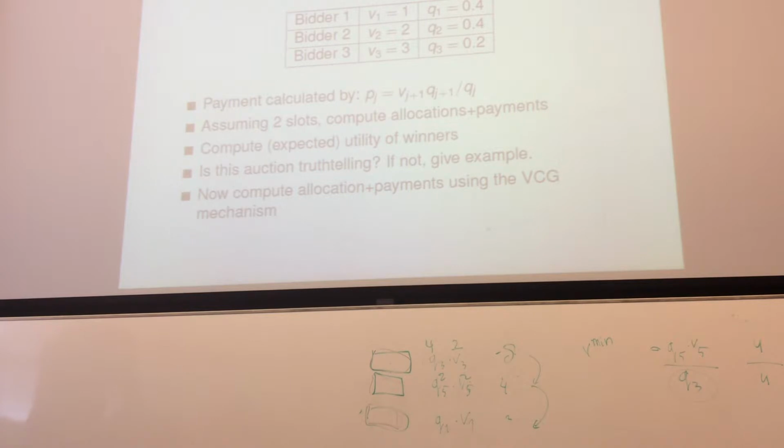So bidder 1 will lose the auction. So this will be bidder 3, okay, got it.